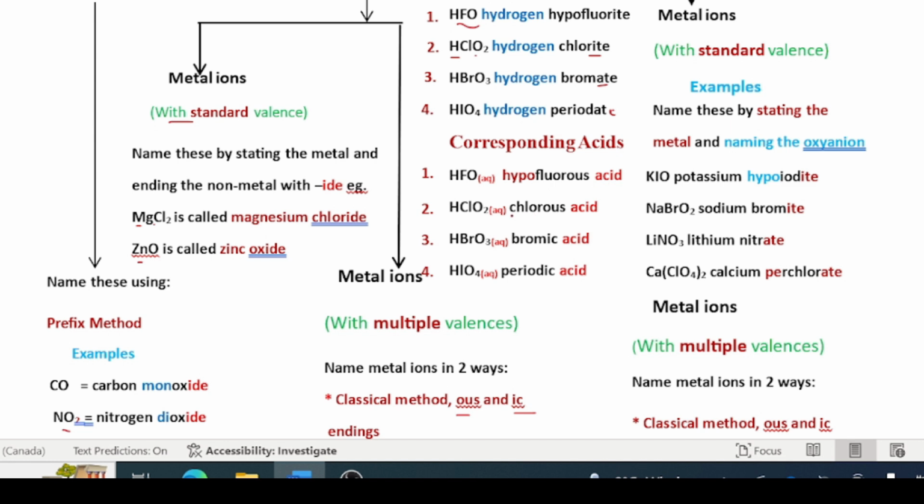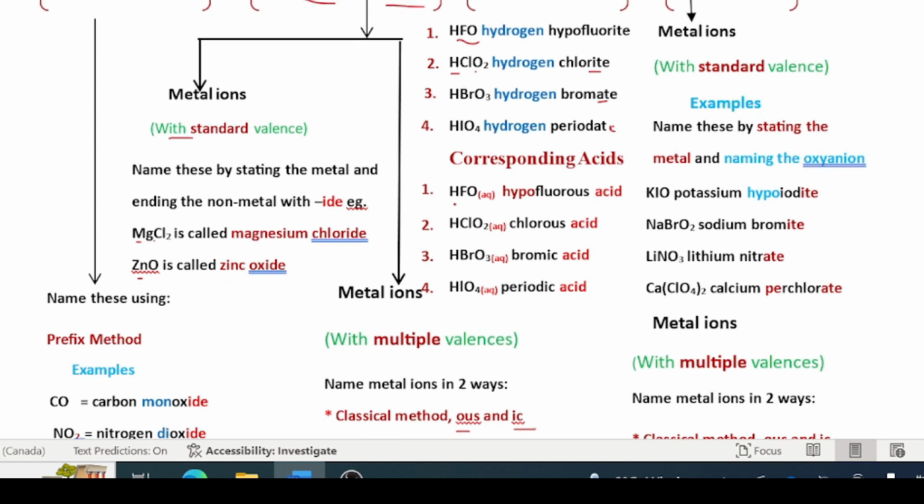Hypofluorous acid. This is what? It's not hypo, it's per. Perfluoric acid, bromic acid, periodic acid. How would you name this now in the other system? You have to say aqueous hydrogen hypofluorite. This would be what? Aqueous hydrogen chlorate. This will be aqueous hydrogen bromate, if you want to name that the other way.